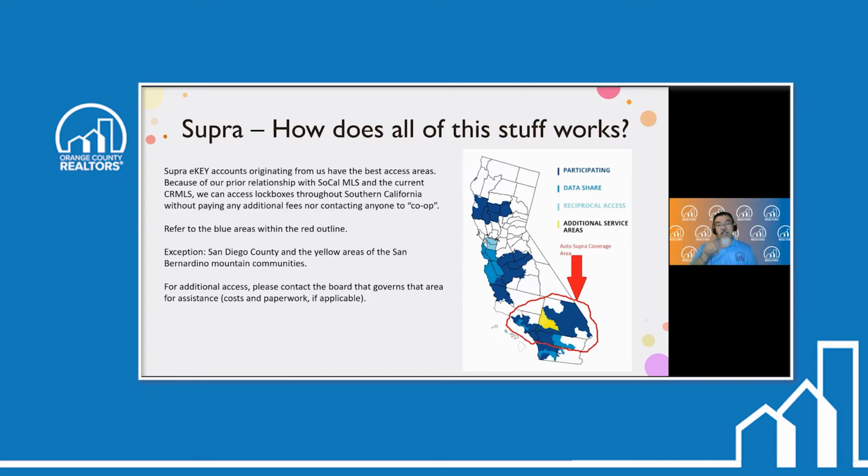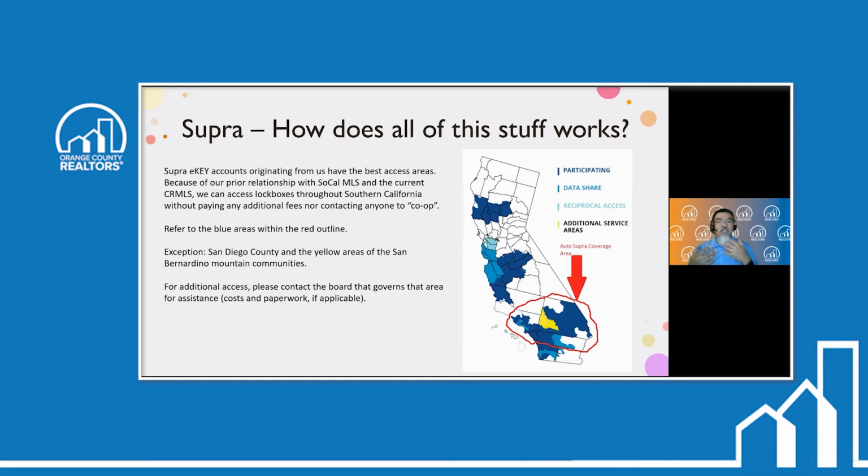One thing to point out is the yellow area within the map. That yellow area is the mountain areas of Big Bear and Lake Arrowhead. They currently don't data share with us. However, a lot of other CRMLS users around that area input listings into that area, and we can see those listings, but we cannot see the listings from the Big Bear and Rim of the World, as they call it. So the Rim of the World and Big Bear do not data share with us.